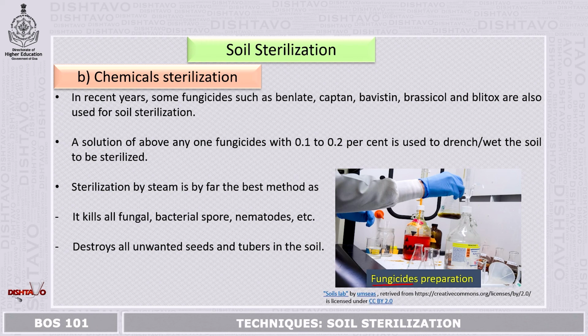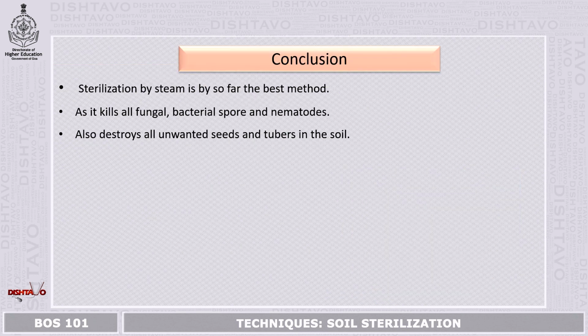Sterilization by steam is by far the best method, as we consider, which kills all the fungal, bacterial spores, nematodes, etc. which can interfere with the germination of the seedling. It destroys all unwanted seeds and tubers in the soil. Coming to the conclusion, sterilization by steam is by far the best method as it kills all fungal, bacterial spores and nematodes. It also destroys all unwanted seeds and tubers in the soil.